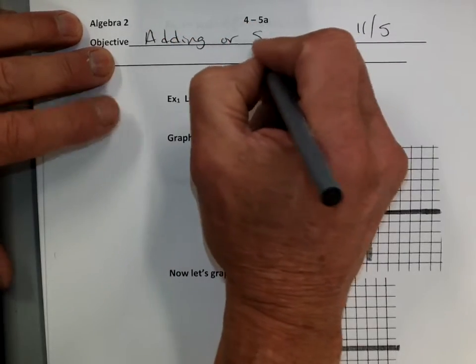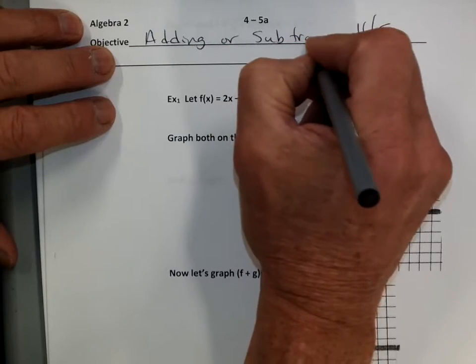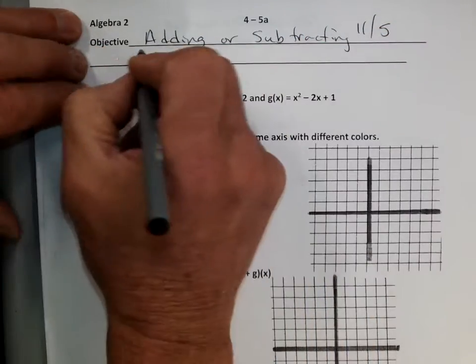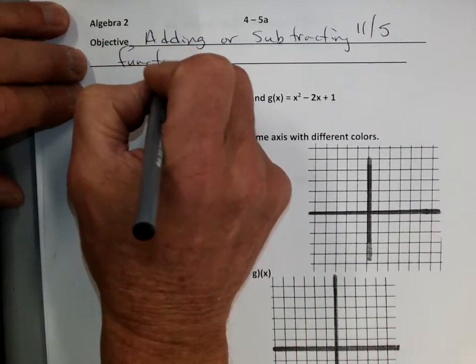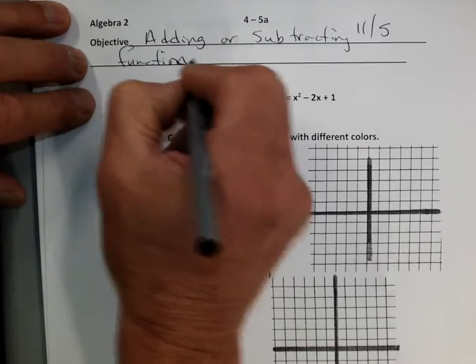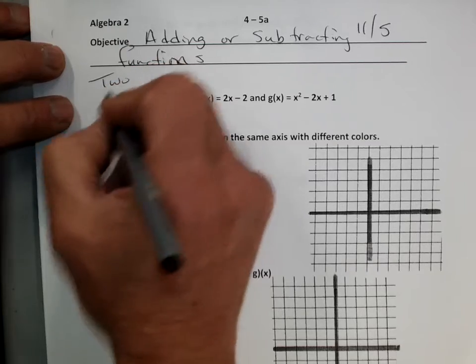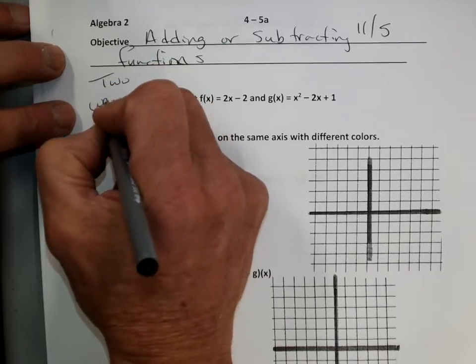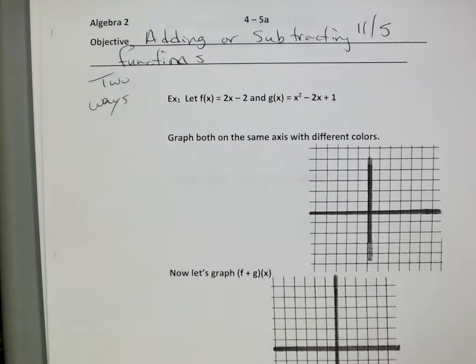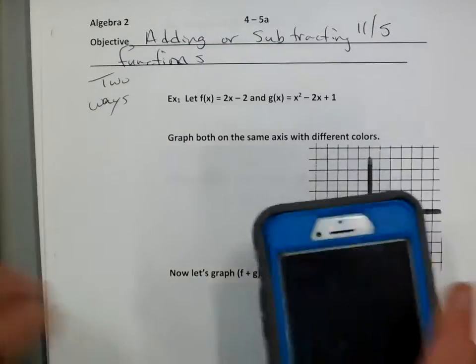So today what we're going to talk about specifically is adding or subtracting functions, okay? And we can do it in two ways. I'm going to show you two ways to do it. One is just visually by graphing. If we're going to add them, I'm going to show you how to do this.